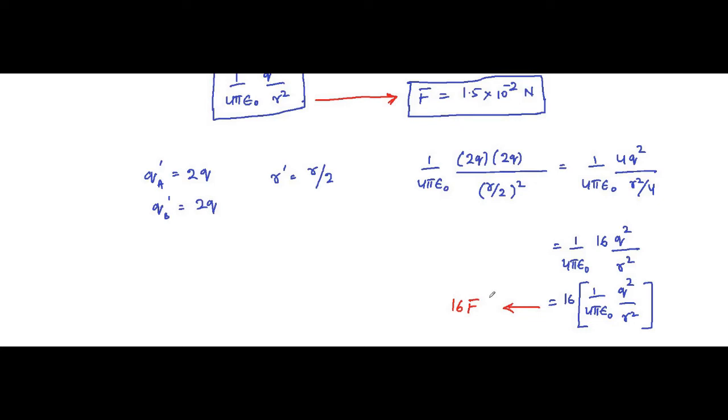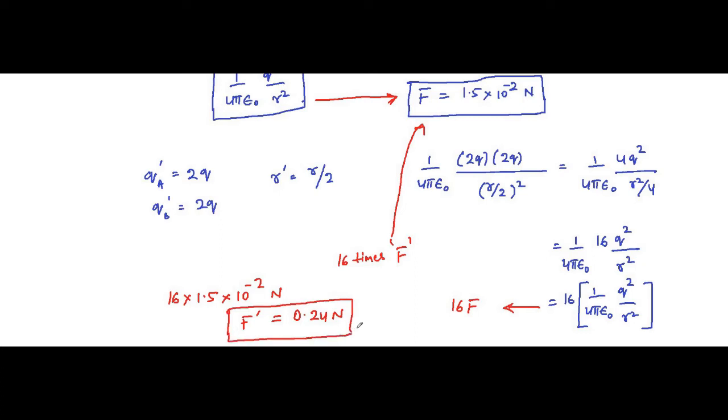So the new electrostatic force of repulsion is 16 times the original force, the previous force F, which is equal to this. So it is 16 multiplied by 1.5 into 10 to the power minus 2 Newton, which is equal to 0.24 Newton, the new force F dash, let's call it.